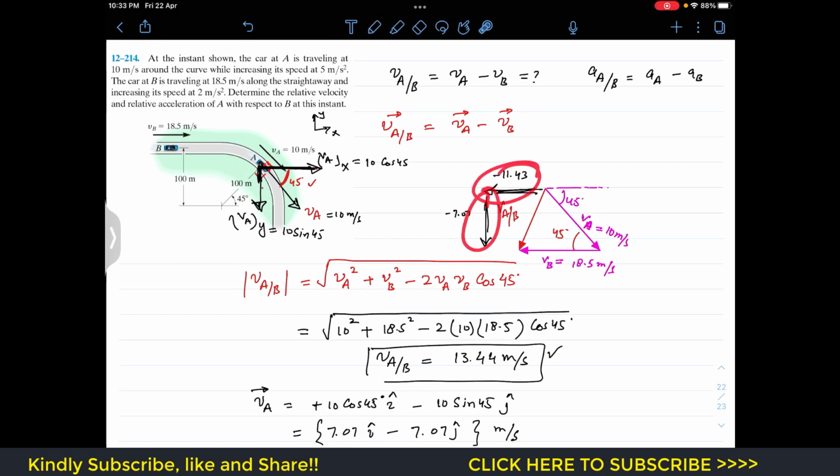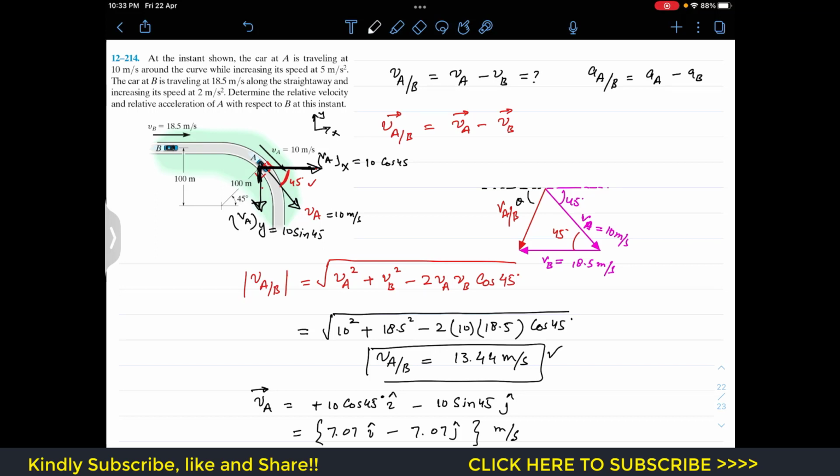So now how can we find these components, that the x component of VAB is 11.43 meter per second and the y component is 7.07 meter per second in the negative y direction? We can do it by finding the angle of VAB with respect to the x-axis. If we find this angle, let's say that this angle is theta, then we will be able to resolve this VAB into its components.